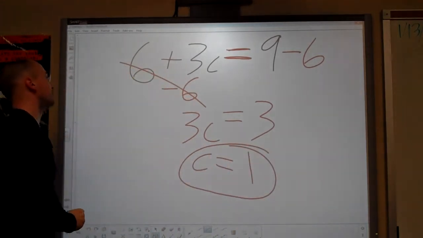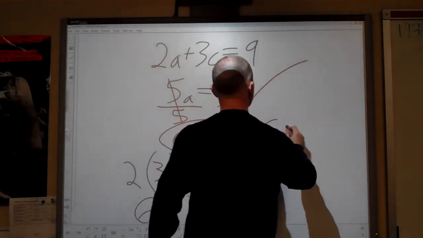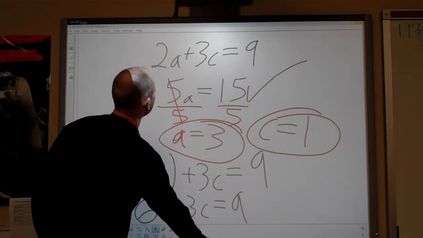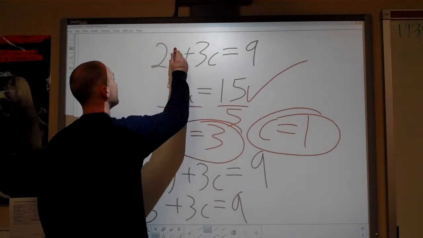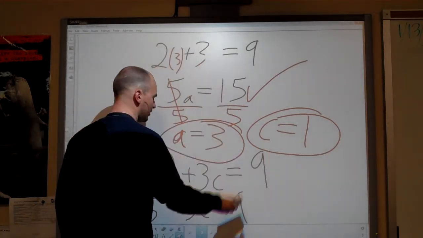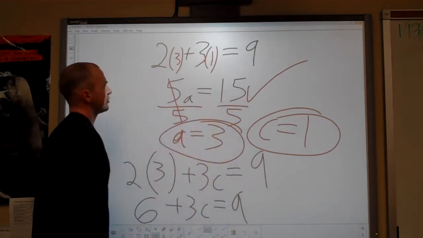C equals 1. Now I'm going to go back to my original problem. So A equals 3, C equals 1. And I'm going to make sure this thing works. So instead of A, I'm going to substitute what A equals. I'm going to substitute 3. And instead of C, I'm going to substitute what C equals. C equals 1. And I'm going to make sure this is true.